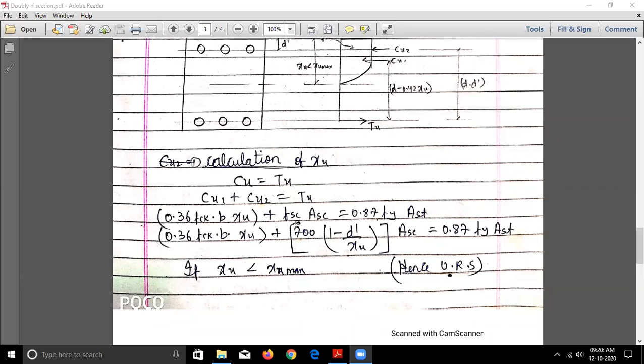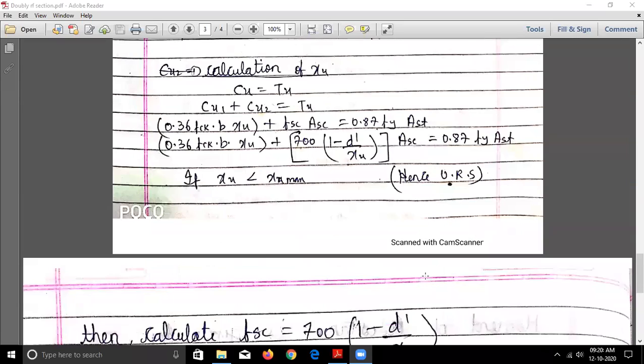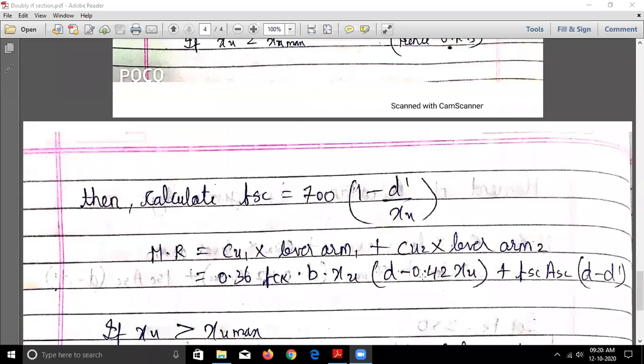So in this, what is Fsc? Fsc is nothing but 700 into 1 minus d dash upon Xu. So in this case, first we will find out Fsc. Before calculating the neutral axis, we will first find out Xu, Fsc, and then we will find out Cu. So if Xu is less than Xu max, it will be an under reinforced section, and then we will calculate Fsc.